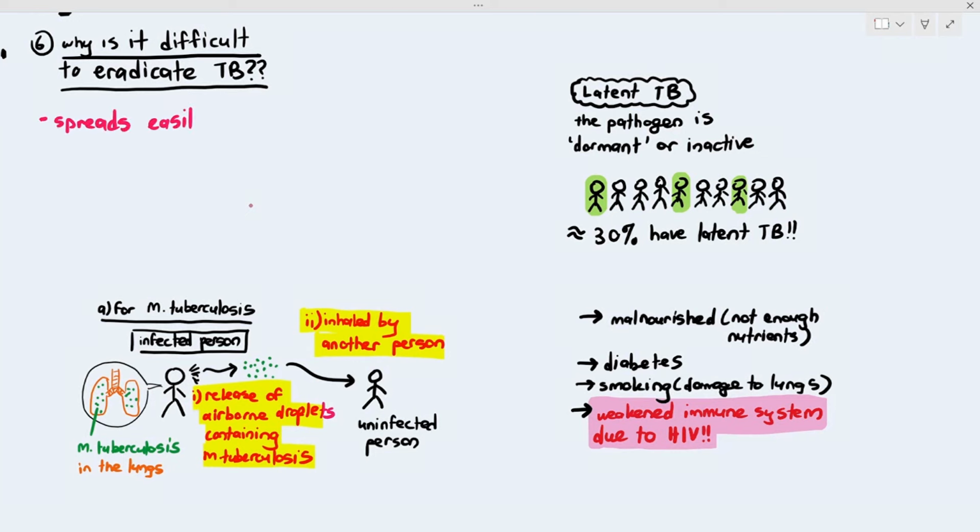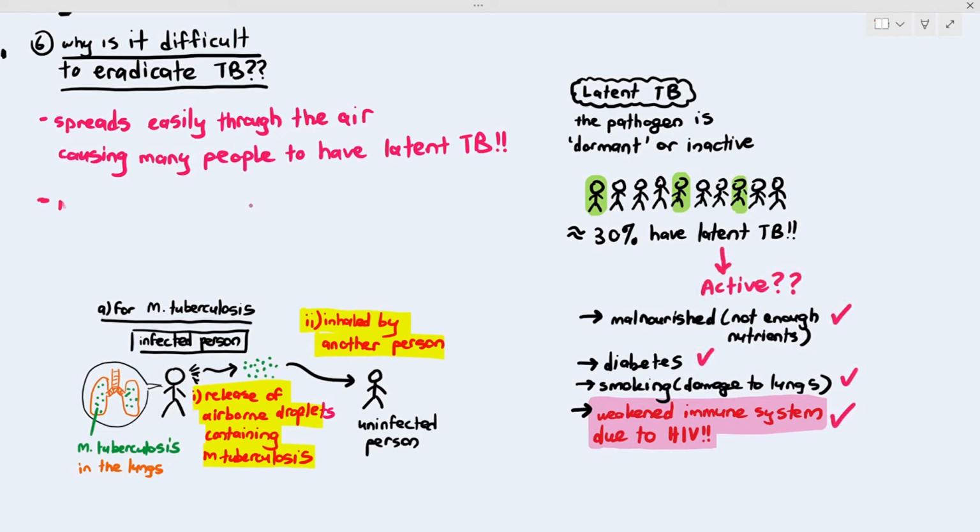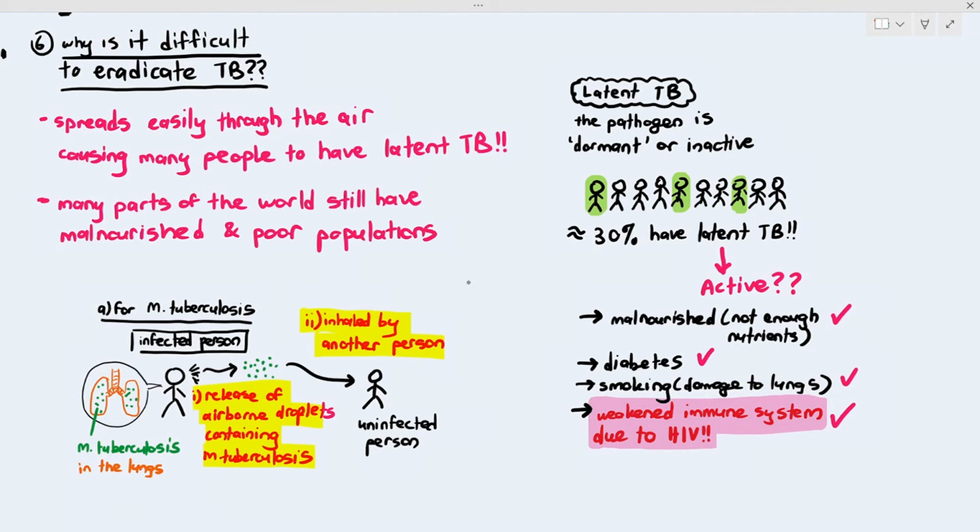The first problem that we have in eradicating TB is the fact that it spreads easily through the air. So any other person can inhale the pathogen and carry it in their body. And just because they are not infected doesn't mean they do not have the pathogen in their body, right? And many parts of the world still have malnourished and poor populations. And because they are malnourished, if they have latent TB, it might become active. So that's what causes a rise in active tuberculosis.